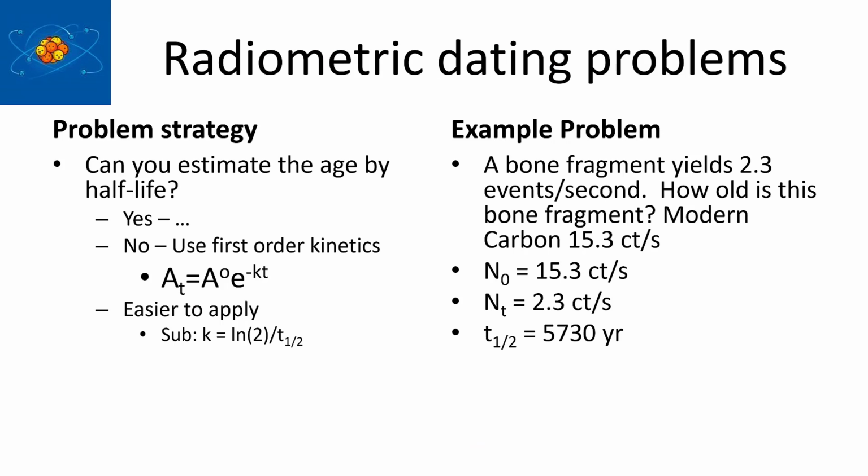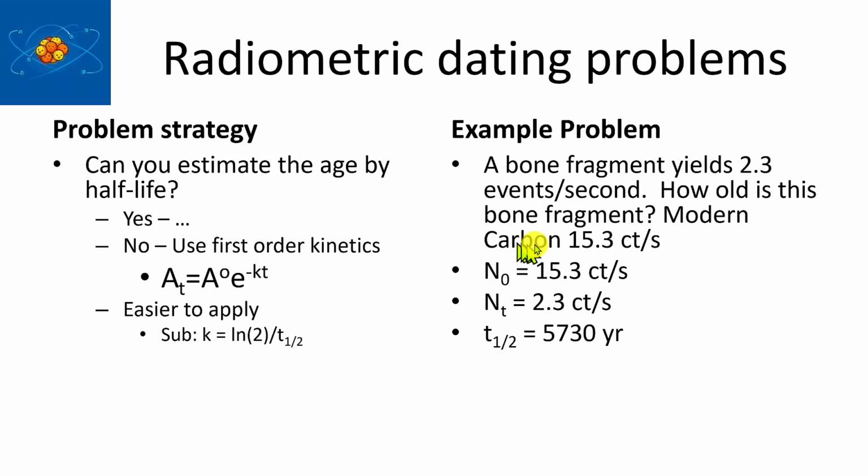So the problem we're going to be working on here is on the right, and some background information and a problem strategy are given on the left. So what we're going to do first is estimate how old the bone fragment is. It says a bone fragment yields 2.3 events per second. And the number of events per second is directly related to the amount of carbon-14 left in the sample, per gram of carbon. How old is this bone fragment?